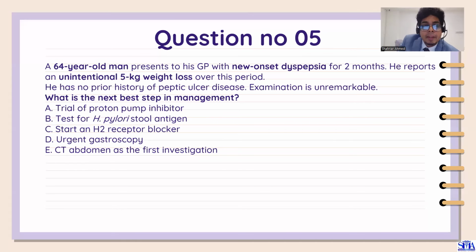Okay, a 65-year-old, so always check the age with the GP. Now, new onset dyspepsia. We started the dyspepsia chapter, the first thing we started in GIT, for 2 months. Long-standing dyspepsia, he reported weight loss, something red flag probably. He has no prior history of peptic ulcer disease, and examination is unremarkable. What is the next step in management? So dyspepsia with weight loss. Is it a red flag for dyspepsia, guys? Please choose something. Start your answering.